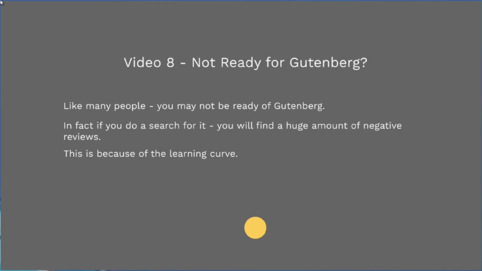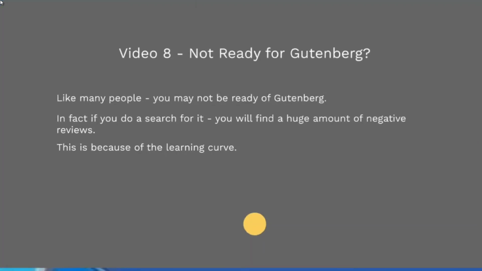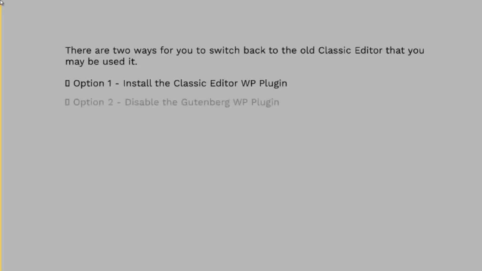But let's say, for example, you have a client who has a website and they just don't want to go over the learning curve and they're editing the site themselves and they're just frustrated and they're like, I want to go back to the classic editor. If that is the case, then I'm going to give you some options. There are 2 ways for you to switch back to the old classic editor that you may be used to. Option 1 is to install the classic editor WordPress plugin. And option 2, you can disable the Gutenberg WordPress plugin.